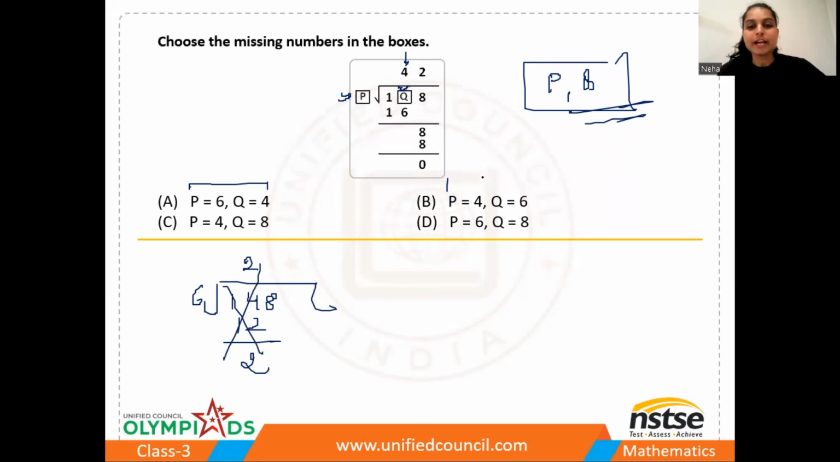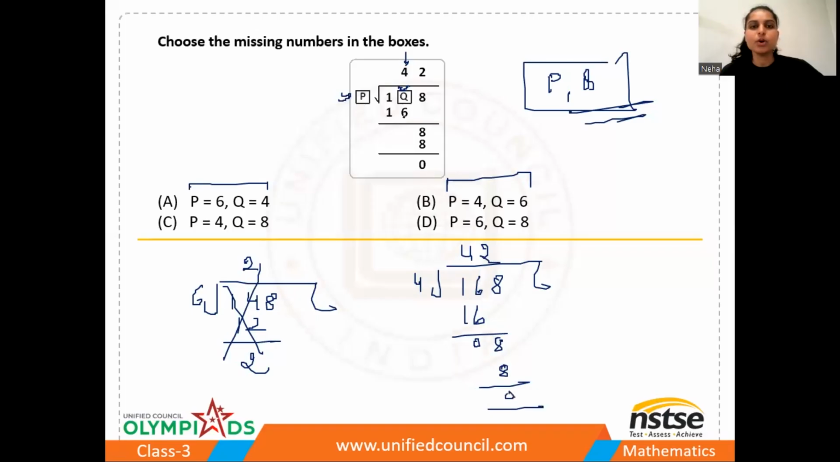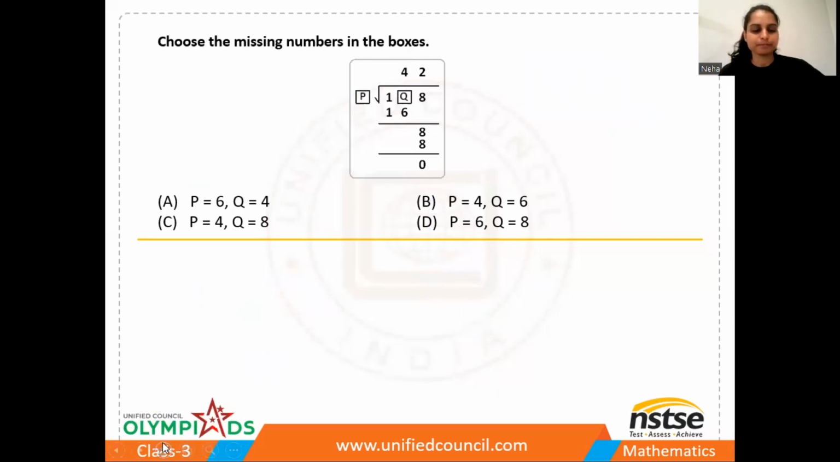Now let me go with option C. So it becomes 4 divided by 1, 6, 8. So 4 fours are 16. This is correct, so the remainder is 0. And this is 8, so 4 twos are 8 and the remainder is 0. So yes, this is 42, this is 42, right? Here the remainder is 0, here the remainder is 0, and this is according to the question. So I can say option B is the right answer. If you want to go with the options, then you can follow this method. It is a very fine method.